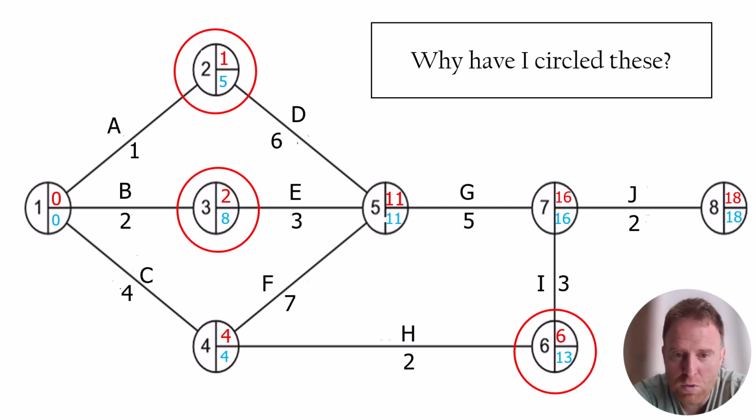What was the critical path? Well, it would be C, it would be F, it would be G, and it would be J. Now, I've circled nodes 2, 3, and 6. The reason for that, as I mentioned previously, is because of the flexibility. And there's something that you can calculate, known as the float time, or also slack, for certain activities. So let's have a look at that now.